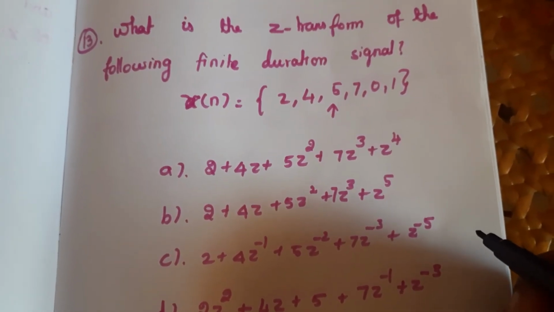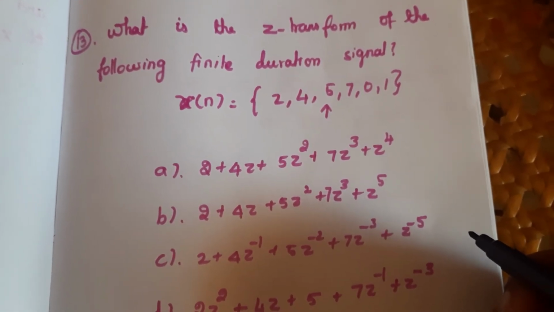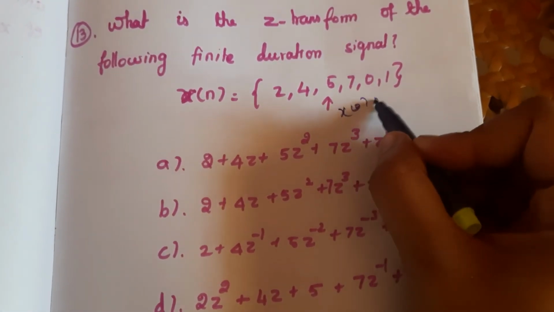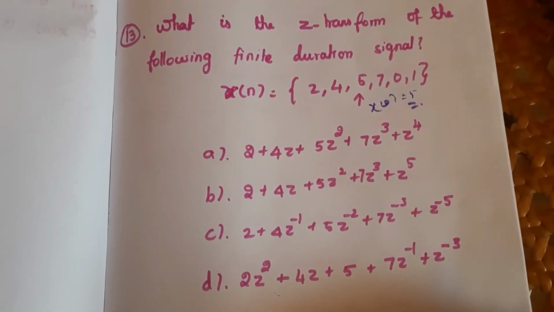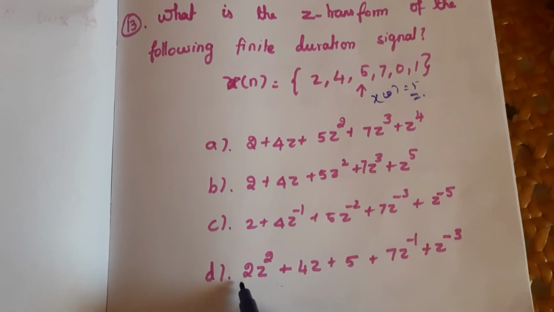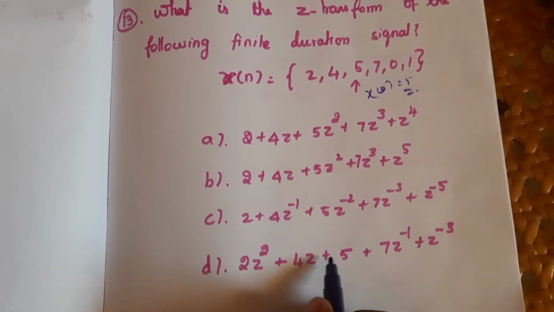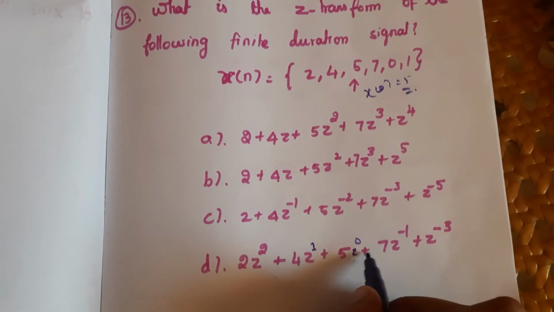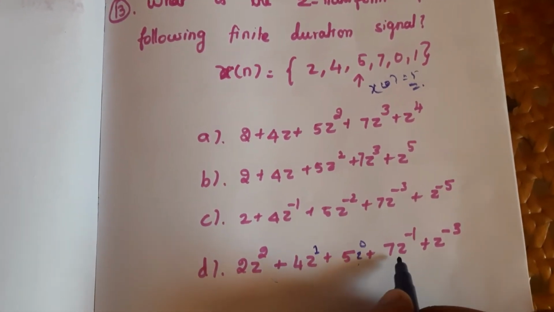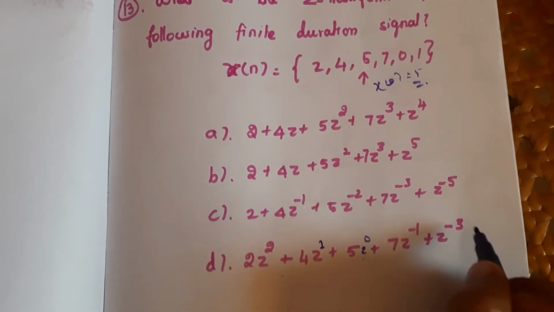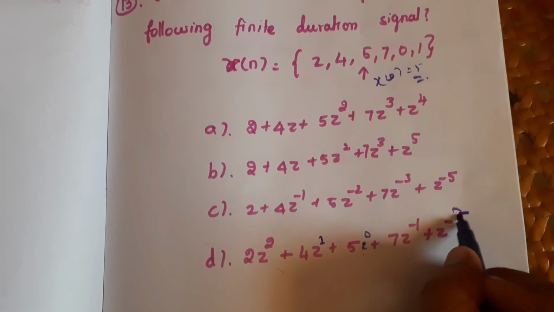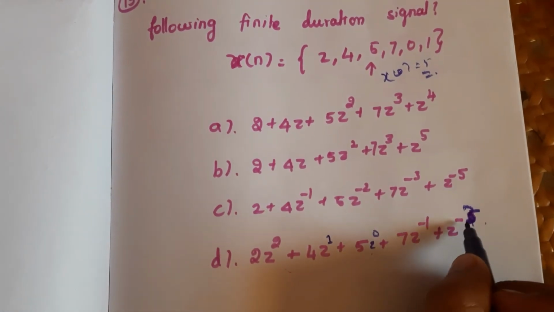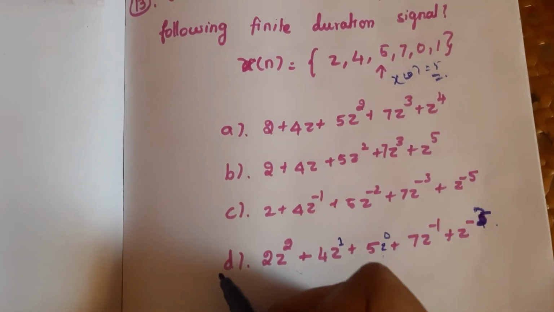13th question, what is the Z transform of the following finite duration signal? x of n is equal to 2 4 5 7 0 1, and the value started with 5, this means x of 0 is 5. Considering x of 0 equal to 5, we will get the answer 2 z power 2 plus 4 z plus 5 z power 0, and z power 0 becomes 1. So here it is 5, and 7 z power minus 1, and 0 times z power minus 2, so that value becomes 0, and then z power minus 3. So here the answer is D.